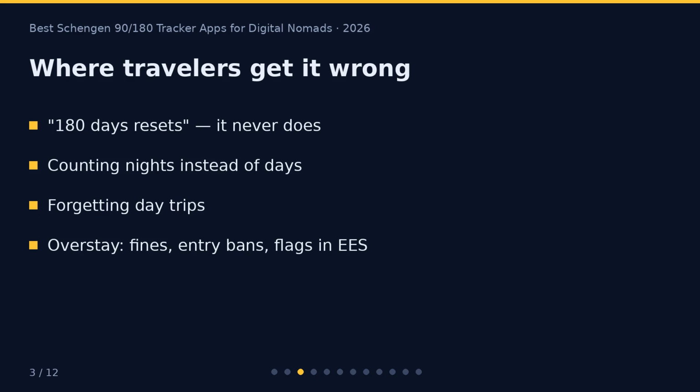Since October 2025, the EU entry-exit system records your crossings biometrically, so an overstay of even 1 day is visible at the border and can mean fines or an entry ban.